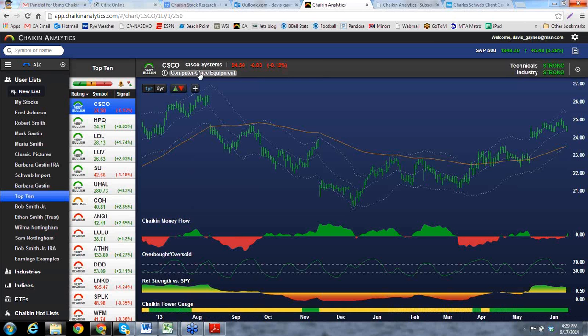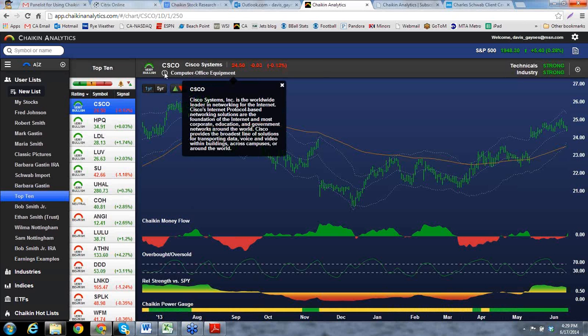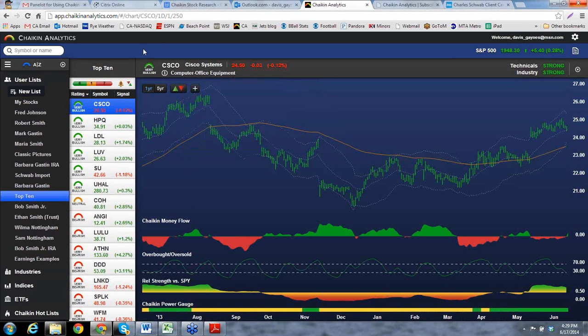Underneath the name of the company is its group, and if you've never seen the company before, clicking on the little information button gives you a quick blurb about that company. We have our ranking right next to the name. It's very bullish, and we give you a quick look at, again, our view. Everything is through the lens of Chaikin, our view of the technicals and the particular industry group. In this case, they're both strong.